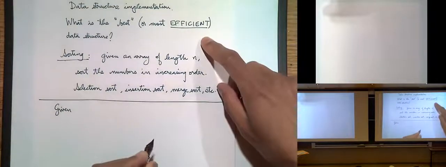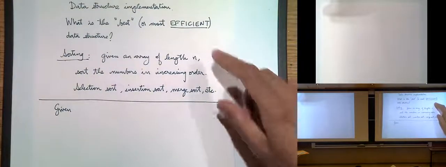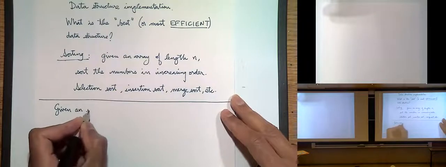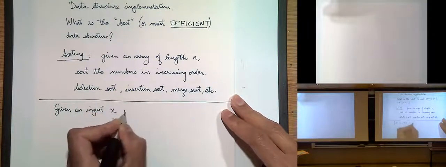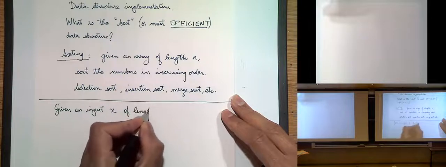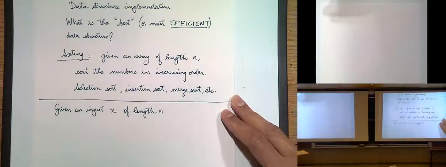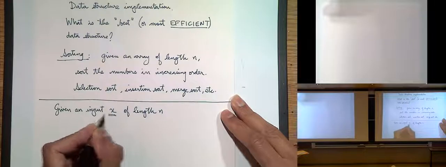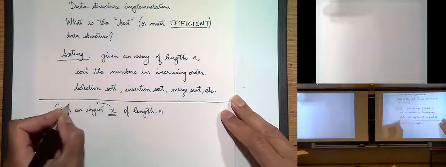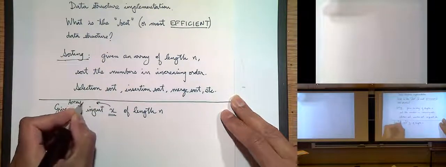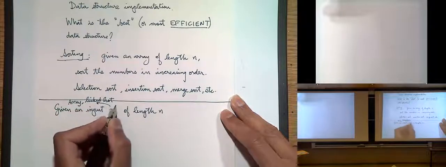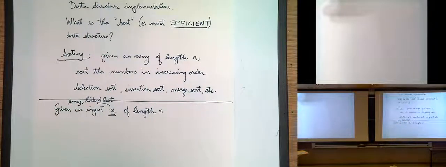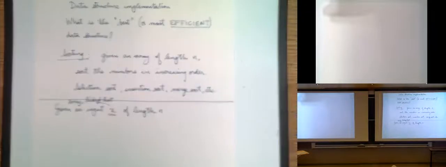Somebody asked, what do you mean by efficient? So I'm going to write a definition here. Given an input x of length n. The way to think about this is it could either be an array, or it could be a linked list. It could be a stack. It could be whatever data structure you want. So think of the input as the object that your algorithm is processing.